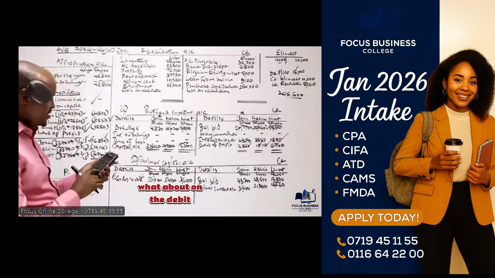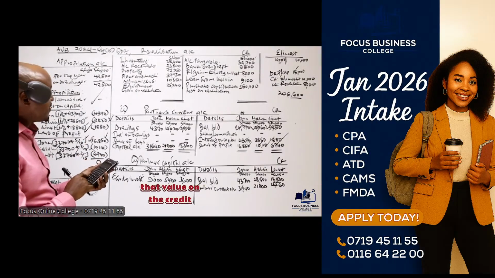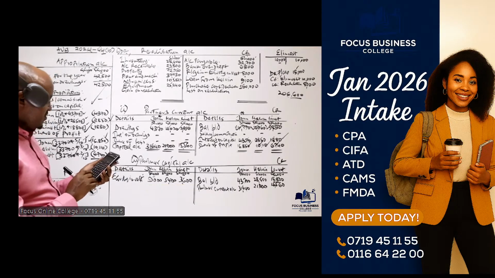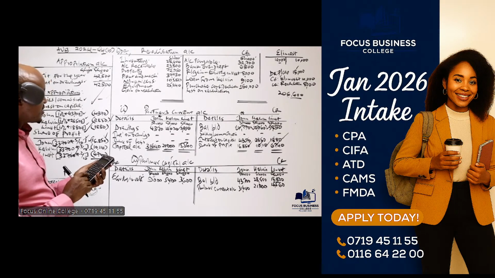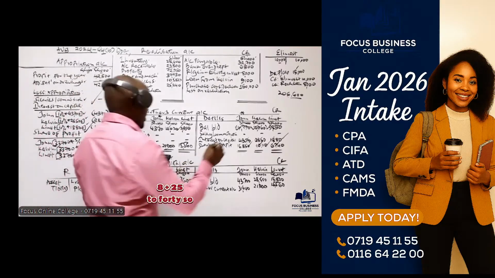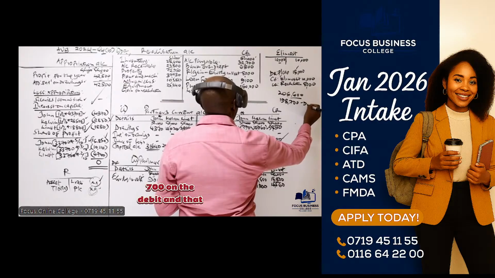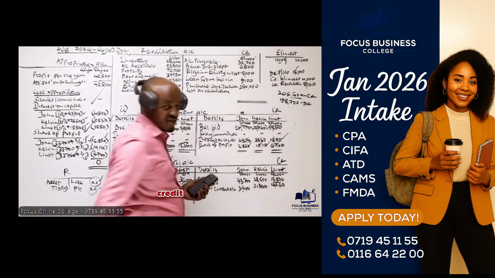What about on the debit? You confirm whether you're getting that value on the credit. On the debit, you have 28,400 plus 23,800 plus 72,950 plus 37,730 plus 10,580 plus 25,240. So on the debit side, I'm getting 198,700 on the debit, and 206,600 on the credit.